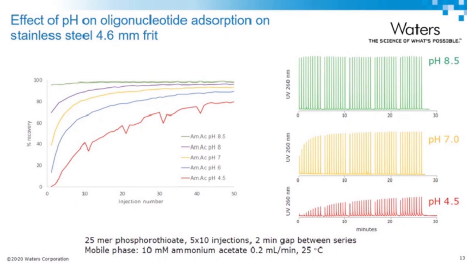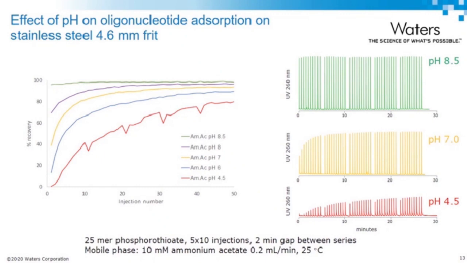There are obviously many effects taking place in this non-specific adsorption. One of them, I mentioned, is an ionic interaction. One of the effects that has an impact on the adsorption is the pH of the running mobile phase. The red line and the red chromatogram here, at pH 4.5, you can see that the adsorption is much more prominent, and also peaks are more tailing.